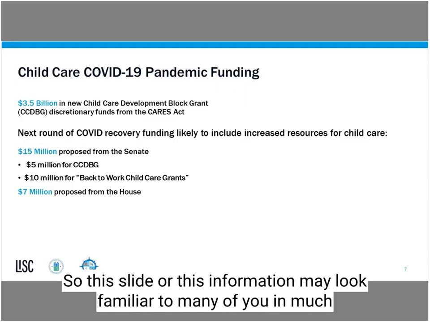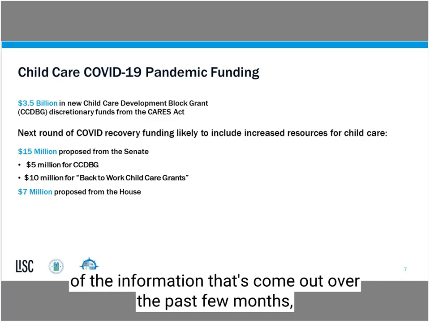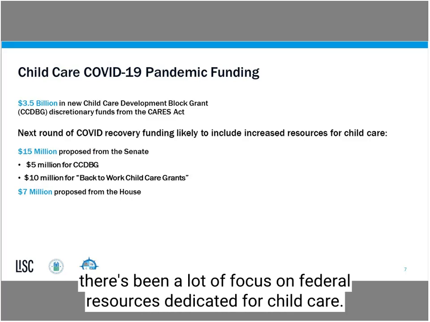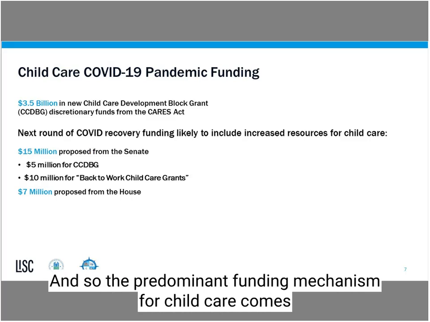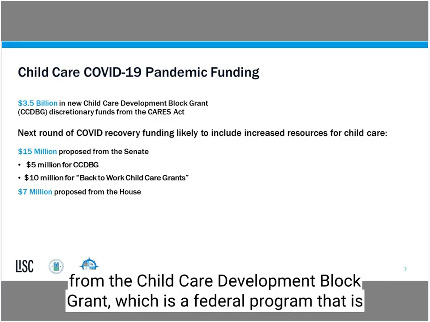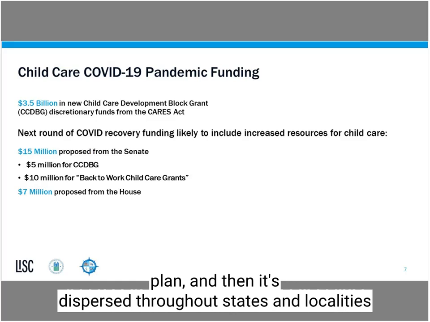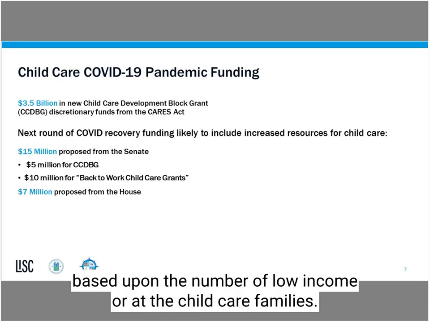So this information may look familiar to many of you. Much of the information that's come out over the past few months has focused on federal resources dedicated for child care. The predominant funding mechanism for child care comes from the Child Care Development Block Grant, which is a federal program that is allocated to states. Dollars go out the door based upon a state plan, and are then dispersed throughout states and localities based upon the number of low-income or at-need child care families.